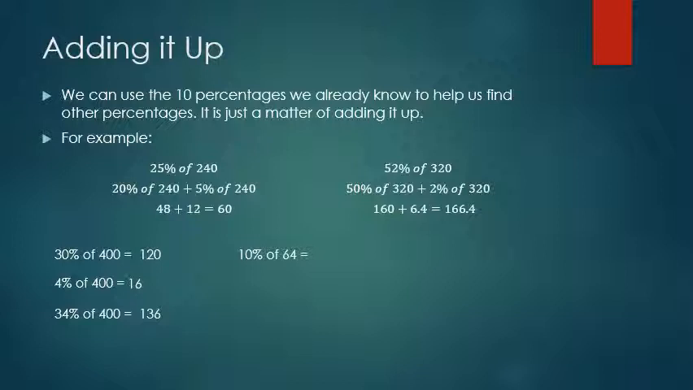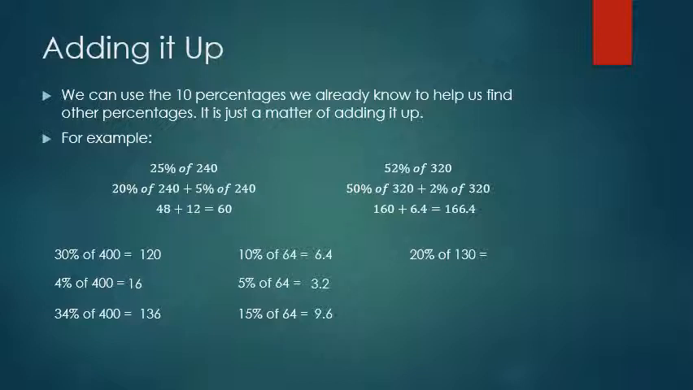10% of 64. So remember, to find 10% of a number, you move the decimal 1 place to the left. So 10% of 64 is 6.4. 5% of 64. So remember, 5% of a number is just cutting the 10% in half, and half of 6.4 would be 3.2. So let's put them together and find 15% of 64. It would be 9.6. Okay, let's look at one more example.